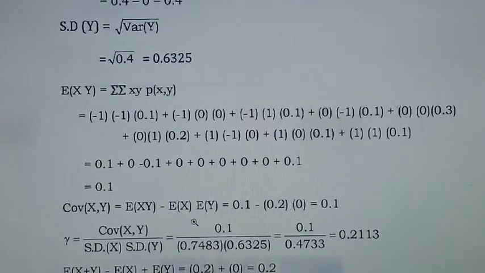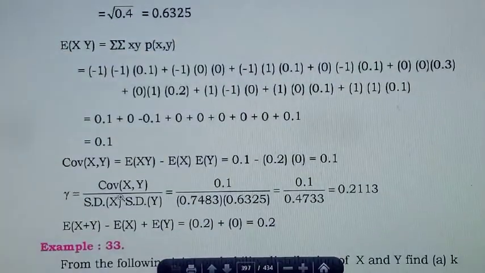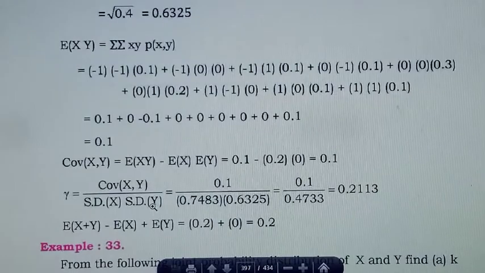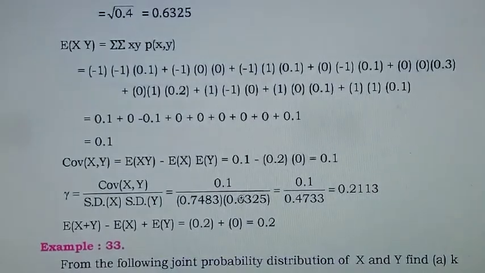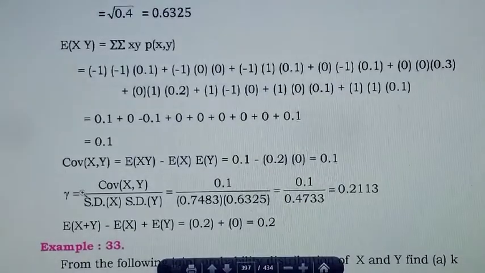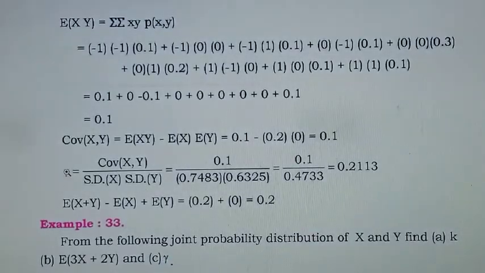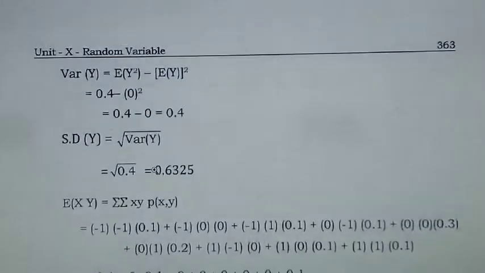Are you clear, guys? Now look at this: gamma, covariance of xy by square root of variance of x, nothing but standard deviation of x, into square root of variance of y, nothing but standard deviation of y. After substituting, you will get the value 0.2113. Therefore, expectation of x plus y, which is expectation of x plus expectation of y, is 0.2. So these two questions only they have asked. Guys, are you clear about this question? Just once again have a look.